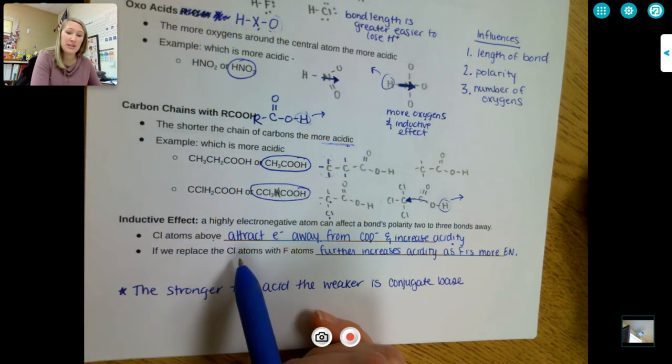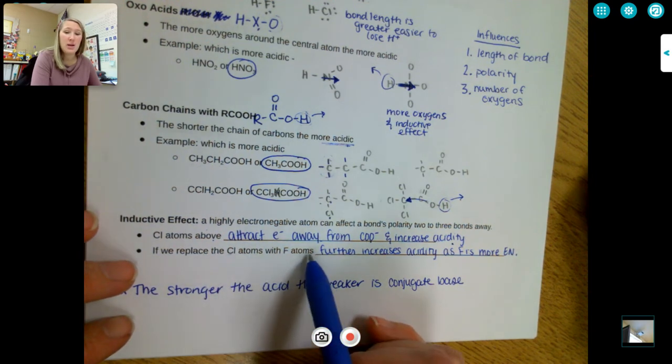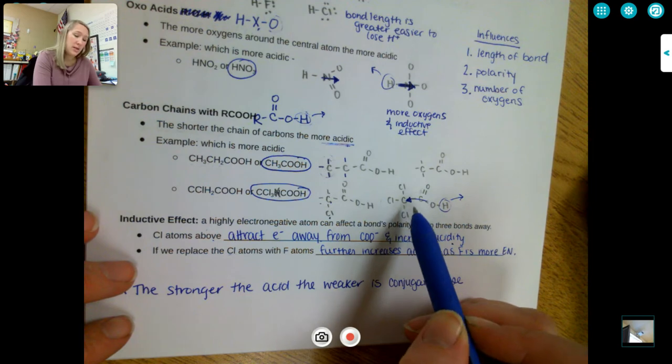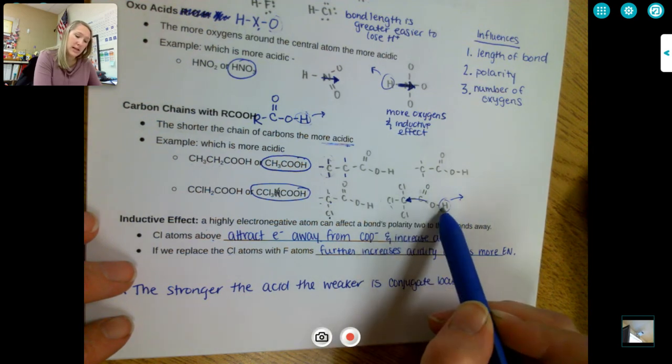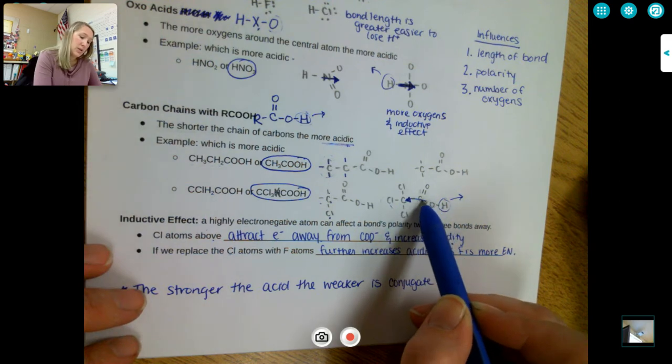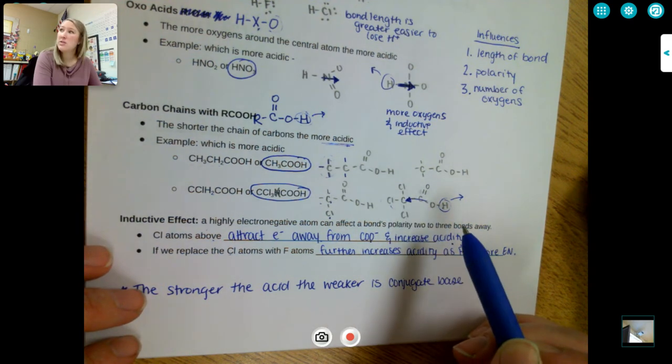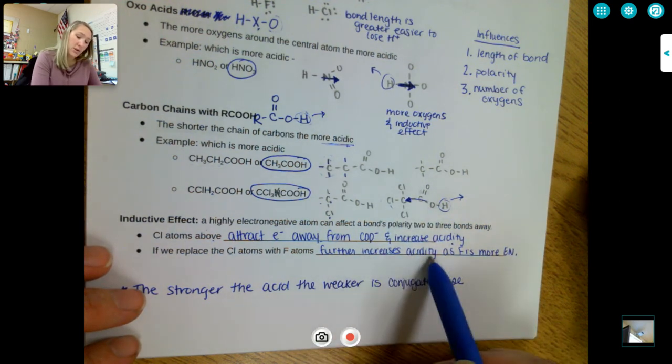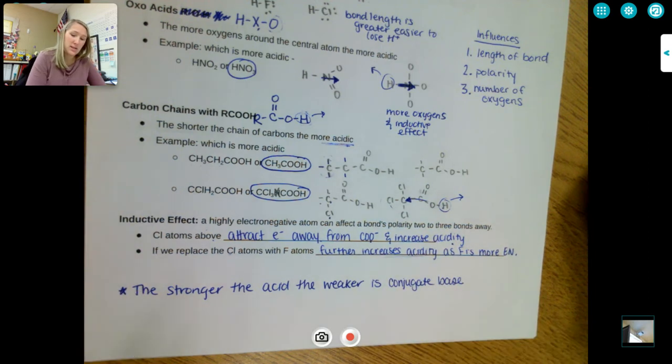If I were to go another step and replace my chlorine atoms with fluorine atoms, well, because they're over here, right, they're not directly attached to my hydrogen, fluorine is more electronegative. They're going to continue to attract our electrons even closer, and it's going to further increase the acidity because the fluorine is even more electronegative.